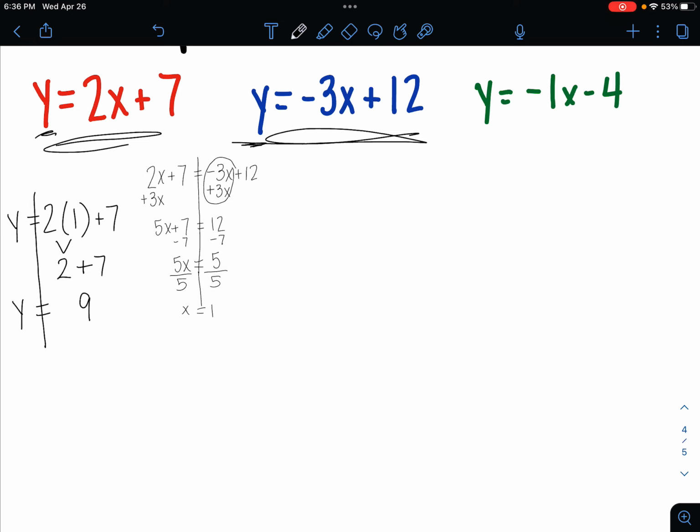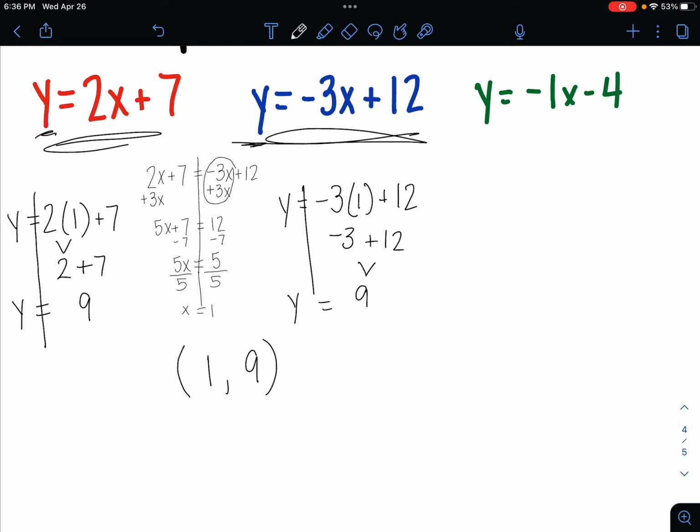So y equals 9. Now, if we've solved this system of equations correctly, I should be able to do this blue equation and get 9 as well. So I'm going to try that. Y equals negative 3 times 1 plus 12. Again, just solving for y here. Negative 3 times 1 is negative 3, and then negative 3 plus 12 is 9. So these two equations are exactly the same when x is 1 and y is 9. That is the solution, and we write the solution as a coordinate point.